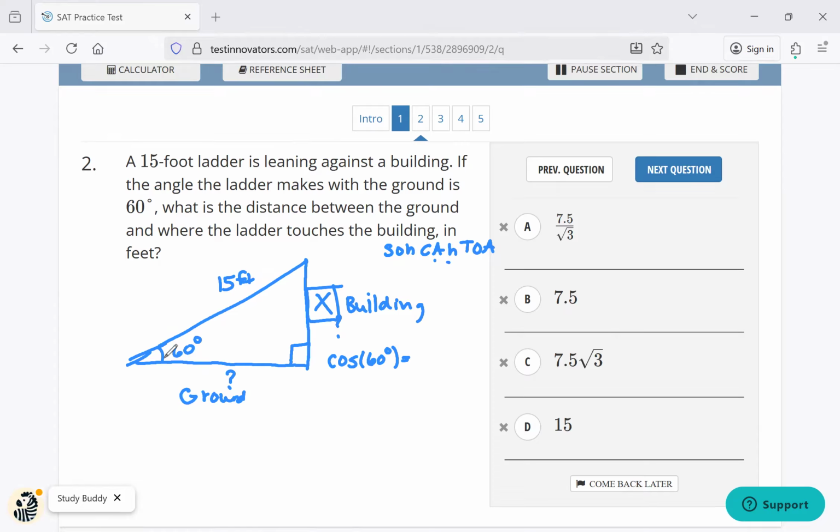So here's angle 60. No, not cosine. That won't work because we want to find this length, and adjacent would be this other length, which we don't need to know. So I think we're going to do sine, because sine of 60 degrees is opposite over hypotenuse. So opposite is x and the hypotenuse is 15. Go ahead and cross multiply. What's 1 times x? X. And then it's 15 times sine of 60.